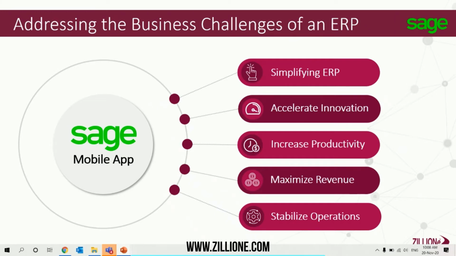So where do we start? We thought the best way we could start is by simplifying the ERP process. Sage boasts about accelerating innovation. We are bringing that in with a Sage mobile app. By using all these features that we'll be proposing and we'll be developing, you're bound to increase your productivity and thereby in return maximize your revenue and initially stabilize your operation as well.